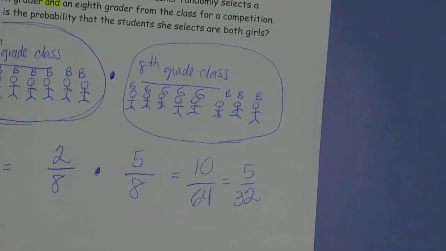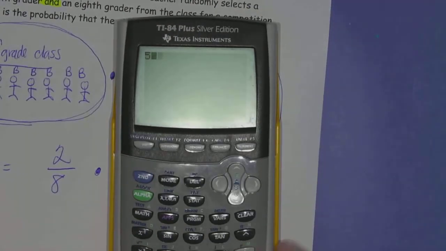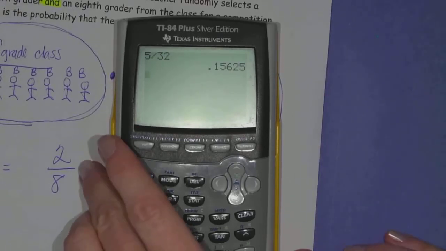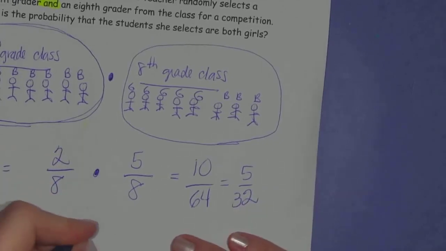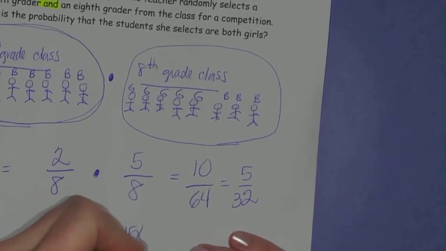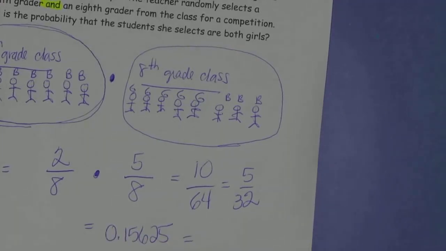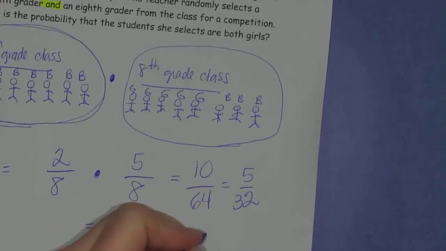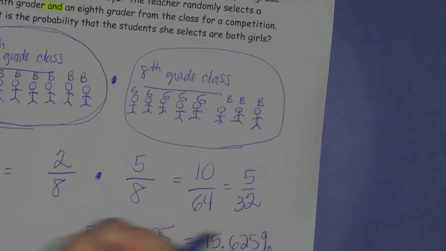I'm not sure what that is as a decimal, so let me grab my TI. 5 divided by 32 is 0.15625. And that, as a percent, would be 15.625% chance.